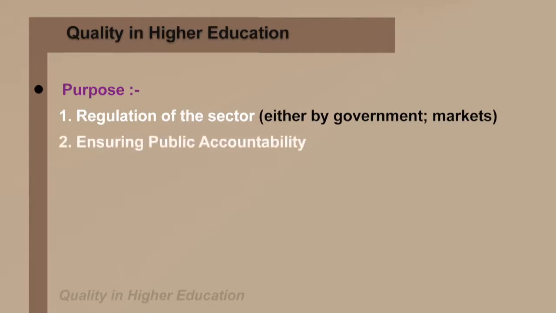The other aspect, which is related to the regulation aspect again, is ensuring public accountability. That if so much money is spent, even if the institutions are privately funded, the students are paying to study in those institutions, whether the quality of education that they receive is good enough for them to achieve the goals in their life, whatever they had decided when they entered the higher education system. And that is another component of the assessment, whether it is helping the countries achieve their goals.